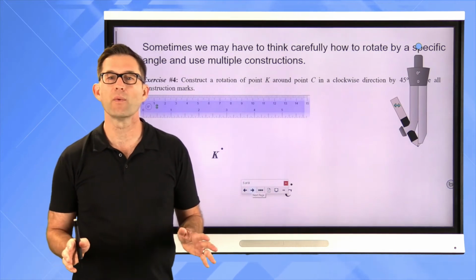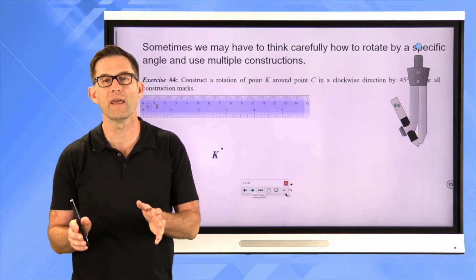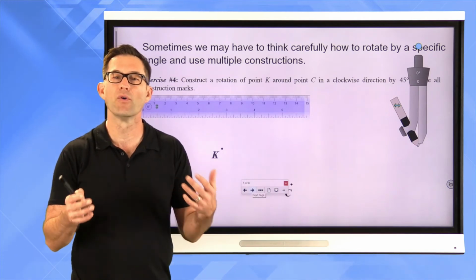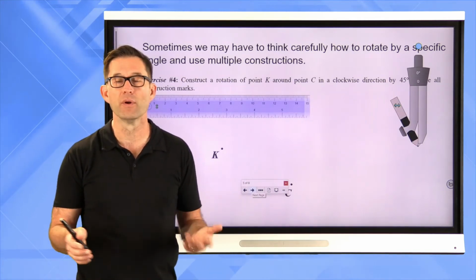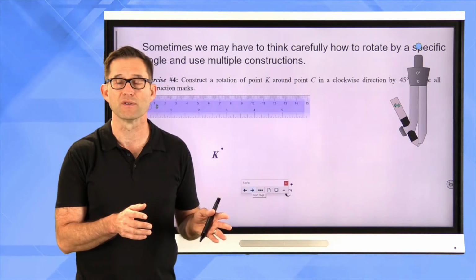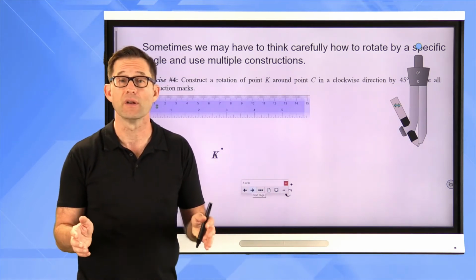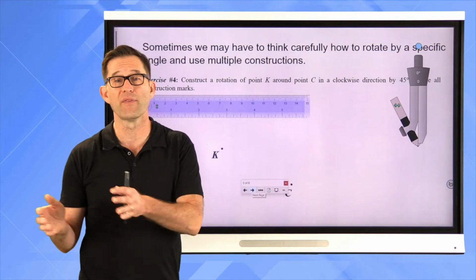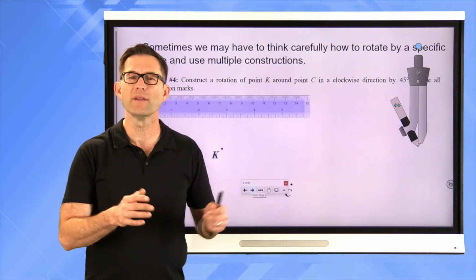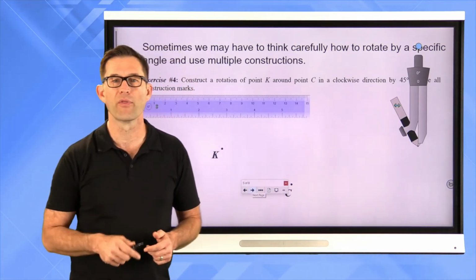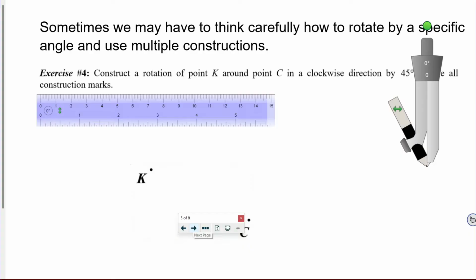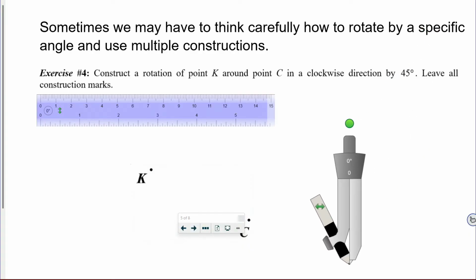Now, sometimes we have to think carefully about how to rotate by a specific angle and use multiple constructions. So far what we've really done, especially with the 90-degree constructions, is just that one particular construction, constructing a perpendicular line through a point that lies on a line, okay? But now let's take a look at one that might require a little bit more thinking. Exercise number 4. All right, here we go. Construct a rotation of point K around point C in a clockwise direction by 45 degrees. Leave all construction marks.